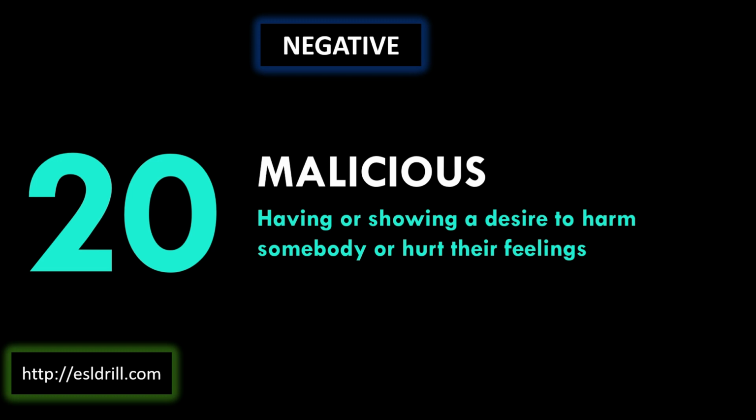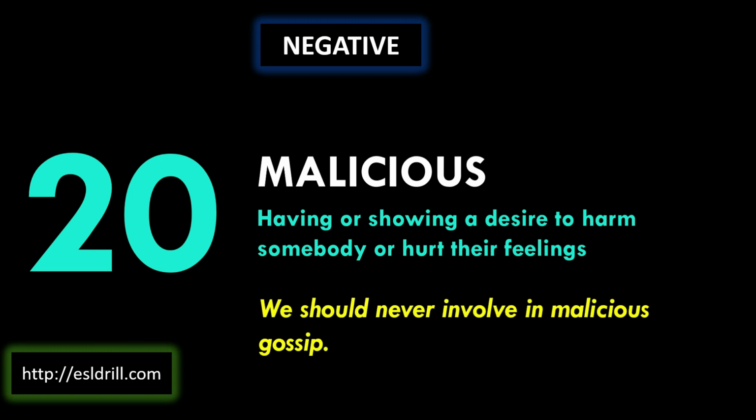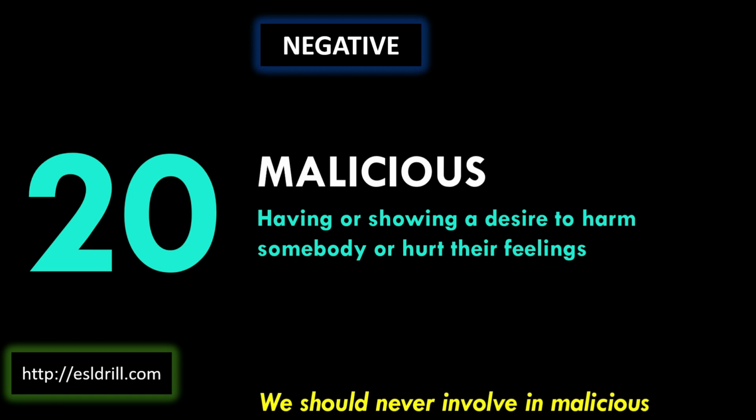And what about an example? We should never involve in malicious gossip. Now gossiping, talking about other people, especially trying to spread rumors. Not really trying, but we generally do that. We spread rumors about other people, talking about them. That's called gossiping. We should never involve in malicious gossiping. Now that's like harming, trying to harm somebody. So this is negative. Now number 21.